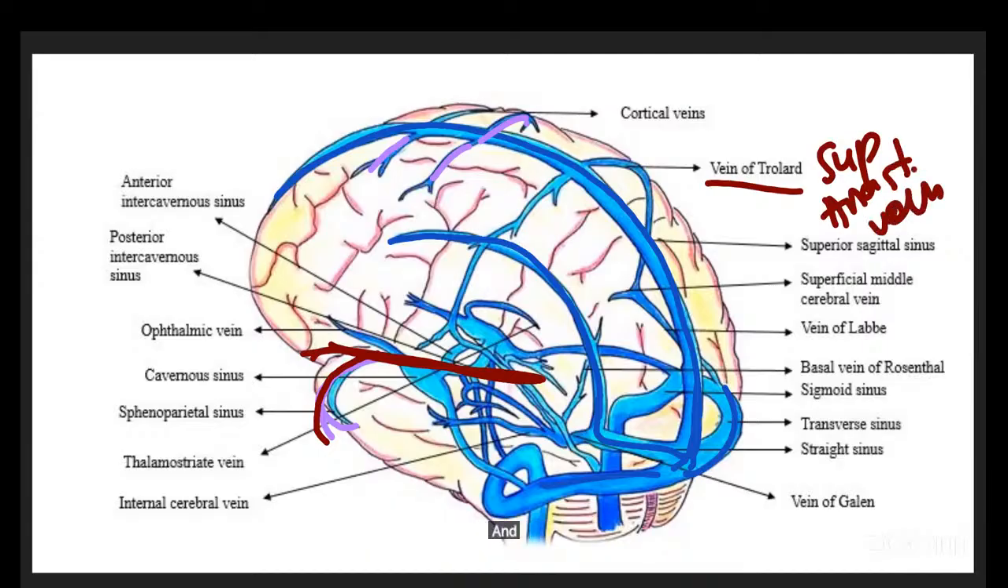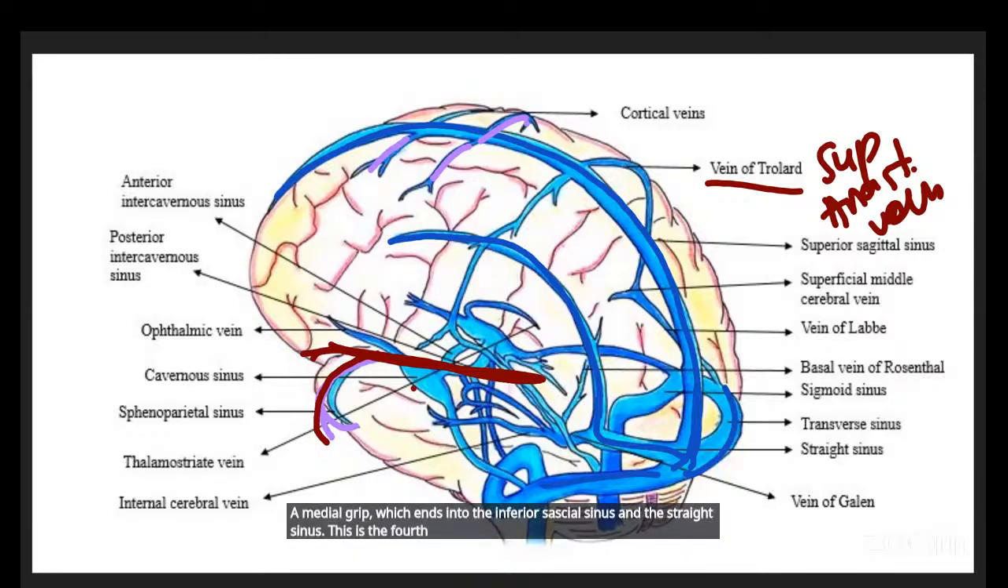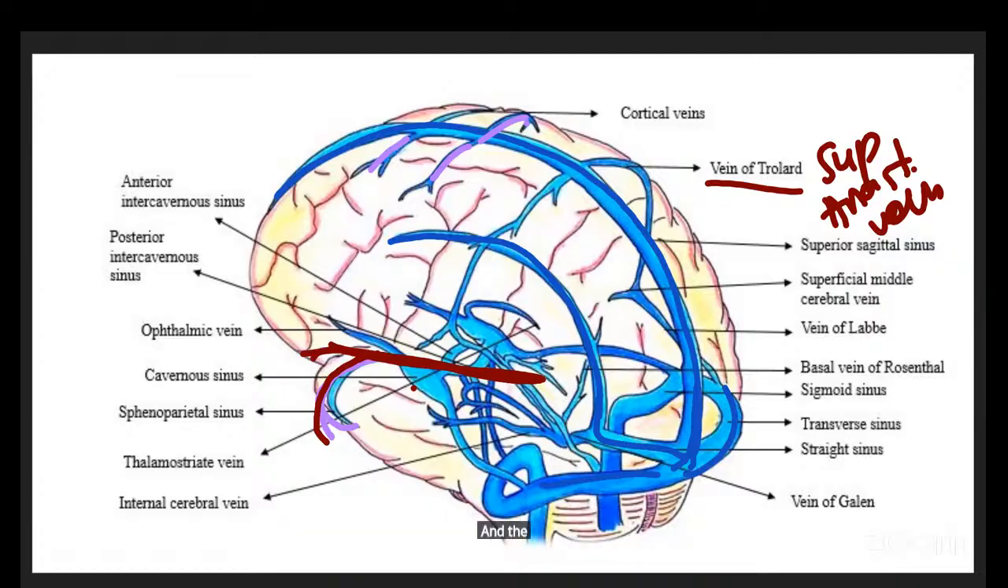This is another group. This is the third group. And then we also have a medial group, which ends into this inferior sagittal sinus and the straight sinus. This is the fourth group. So there are four main cortical groups which are draining all these surfaces and the deeper structures. Why is it important? Because we do not want to compromise any venous anatomy. Let me move to the next image.